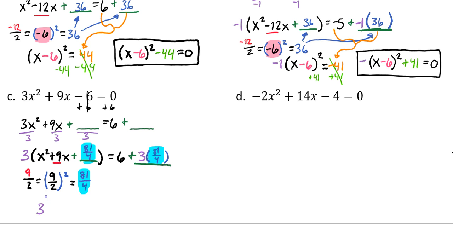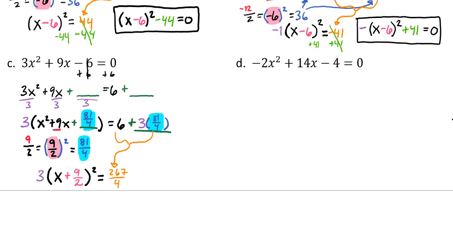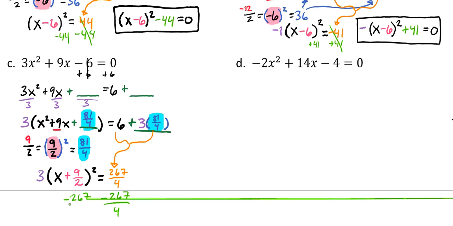So we'll have 3 times our x, and because the 9 halves is positive, we'll have a positive 9 halves quantity squared equals, and we'll plug this into our calculator, which is going to give us a kind of a big number. It's going to give us 267 over 4. Now we're not worried about this because we're not really doing a lot with it. To finish our problem, we just need to subtract that over to the other side.